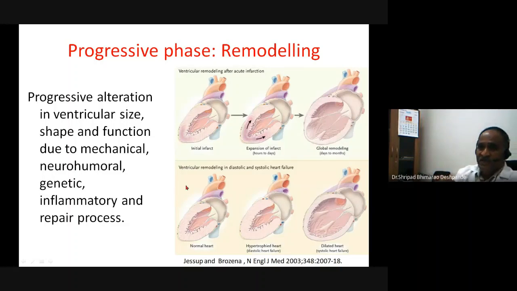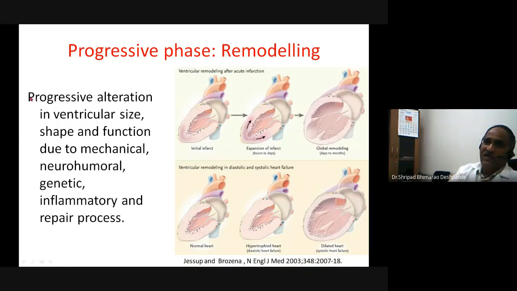This is one. Then another ventricular remodeling I am taking is in diastolic and systolic failure. So this is a normal heart. Then this is a hypertrophied heart because of the diastolic heart failure. Diastolic heart failure is when it's not able to relax. That means it has become stiff. So there is no refilling. That means the cavity is diminished. This is systolic heart failure. You just see that the entire thing is distended and dilated. This is one of the remodeling.